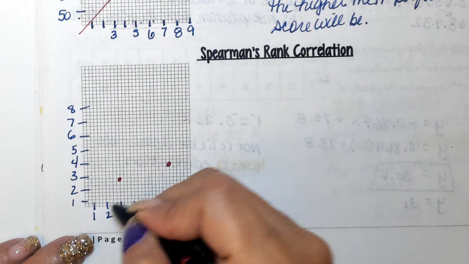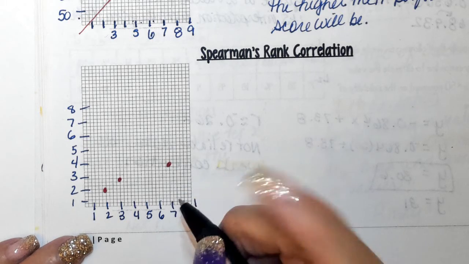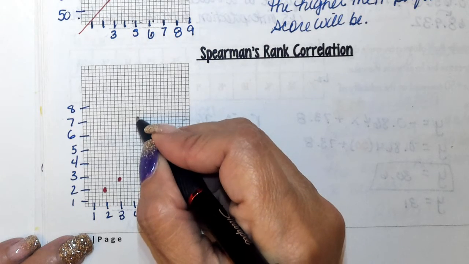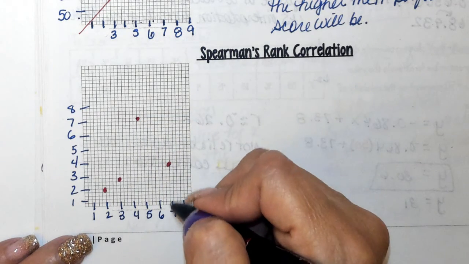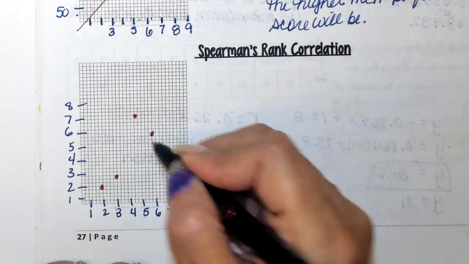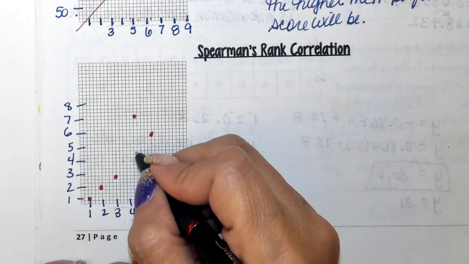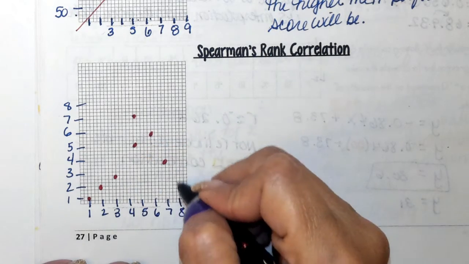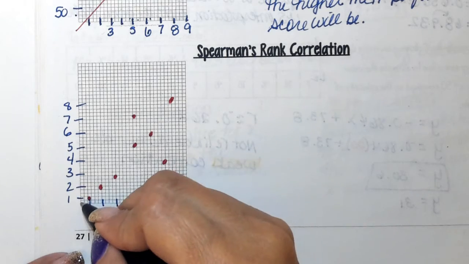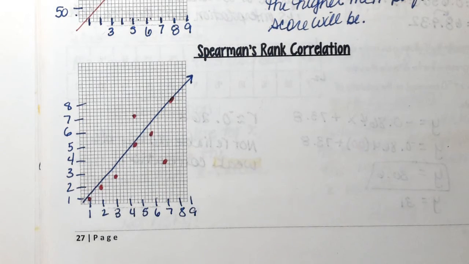3, 3, 2, 2, 7, 4, or I'm sorry, 4.5, 7, over 7, okay, I did that right. I was like, oh, did I mess that up? Over 6, up 6, over 1, up 1, over 4.5, up 5, over 8, up 8. So if I were to draw my line, you can see that's a very strong correlation there.